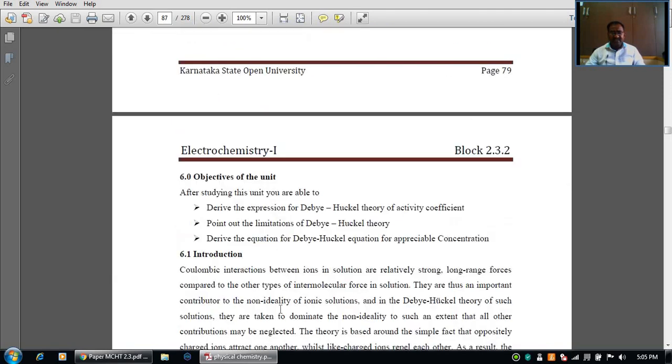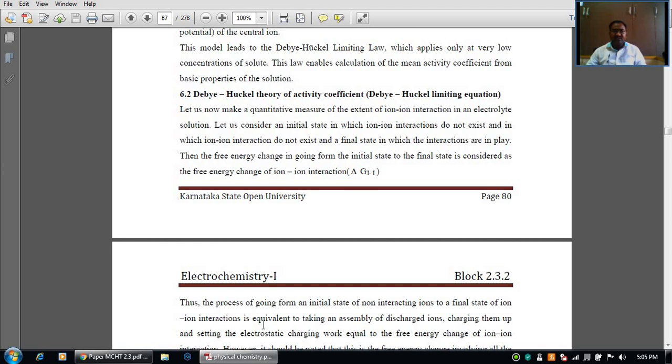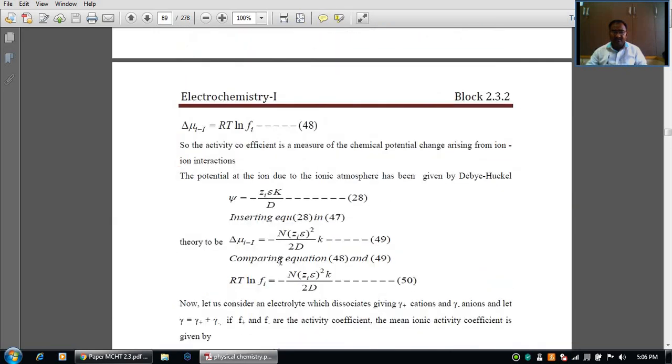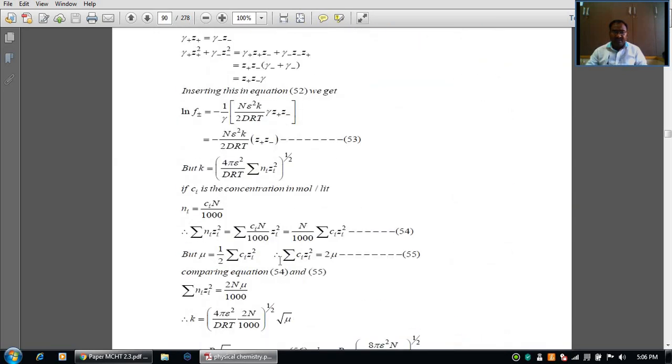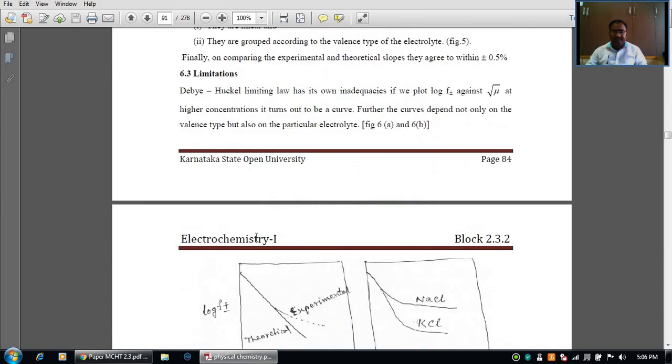In unit 6, extensions of this Debye-Huckel theory, the Debye-Huckel theory of activity coefficient, simply called the Debye-Huckel limiting law. These derivations are also important. And what are the limitations of this Debye-Huckel theory?